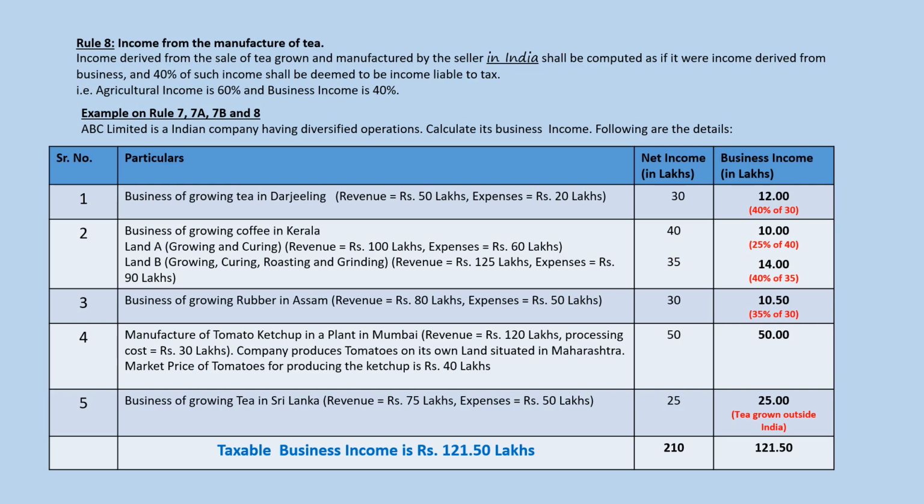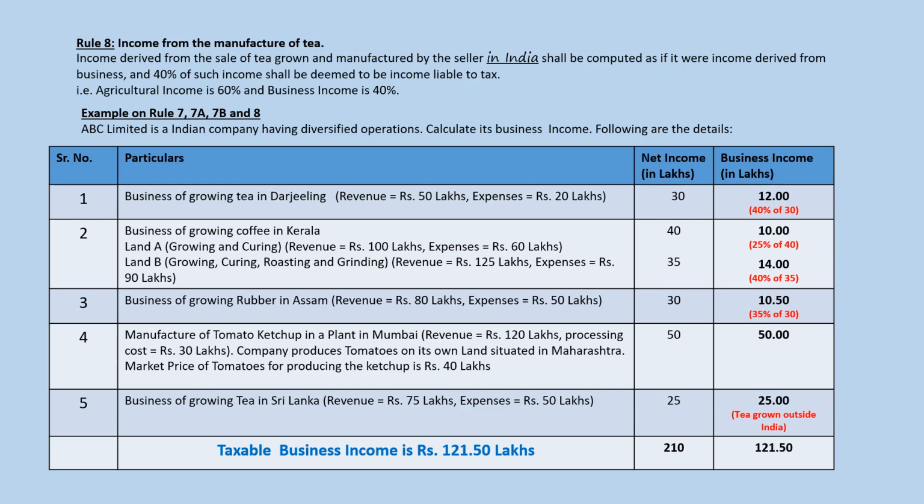And land B is used for growing, curing, roasting and grinding. So of the net income of 35 lakhs, 40% will be business income, that is 14 lakhs. Business of growing rubber in Assam, this is covered under rule 7A. So the net income is 30 lakhs, out of which 35%, that is 10 lakh 50,000, will be business income.